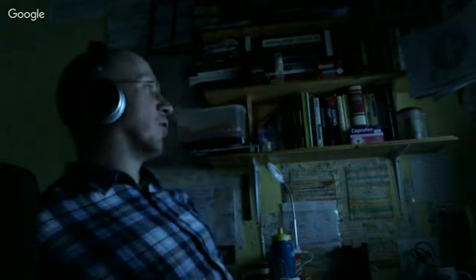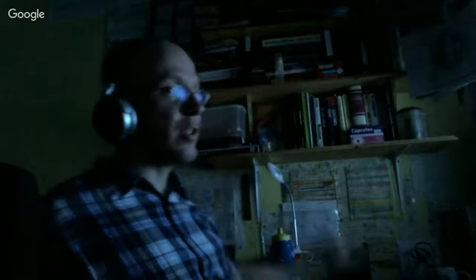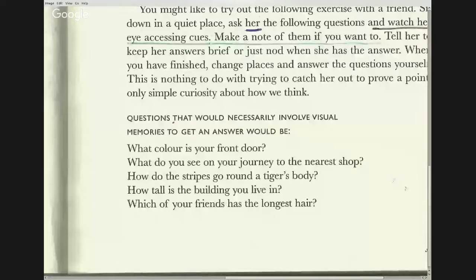Right, so when you ask the question, what colour is your front door? Then they're accessing visual memory, so they should look to the top left. See what they do. So I was just telling people here about a baseline of what can happen when they're using eye accessing cues. When you know somebody is recalling something which is a fact, notice that eye movement.